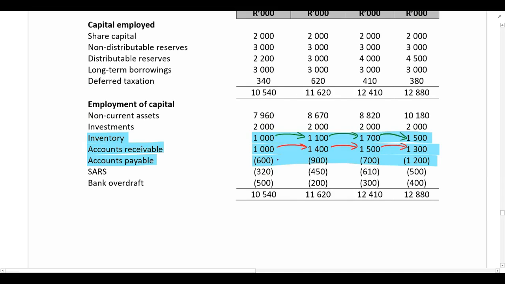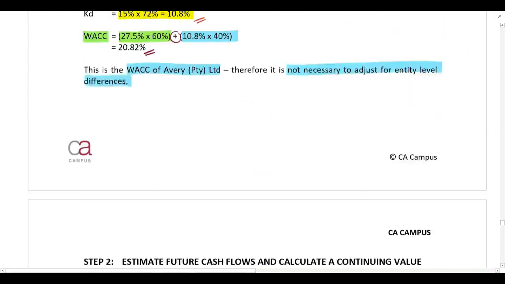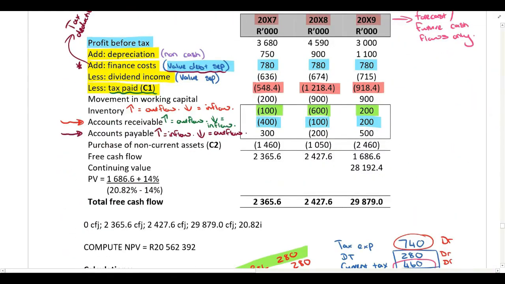So we have an increase of 300,000 Rand. So if it increases by 300,000 Rand, we have an inflow. Then it decreases, so we must be paying them. So that's an outflow of 200,000. It increases again, and that is an inflow then of 500,000 Rand. So that deals with the movement in working capital.